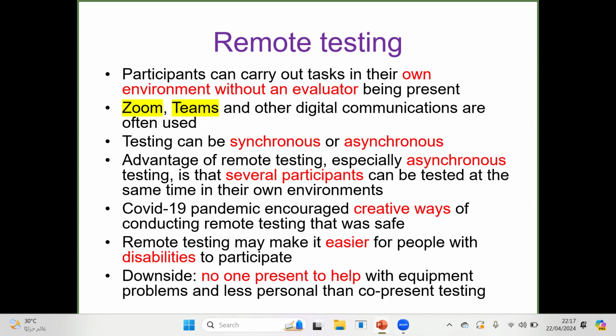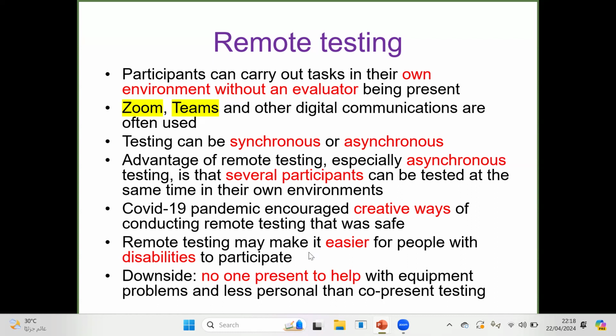Digital communication tools like Zoom and Teams have played a vital role in carrying out remote testing at lower cost with wide acceptability. Testing can be done synchronously or asynchronously. Asynchronous is more advantageous than synchronous, which means that several participants can be tested at the same time in their own environment. The COVID-19 pandemic created many creative ways of conducting remote testing that was safe.